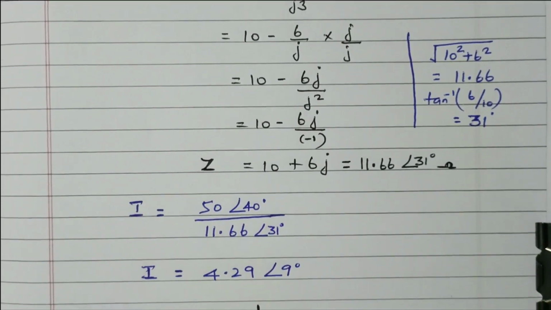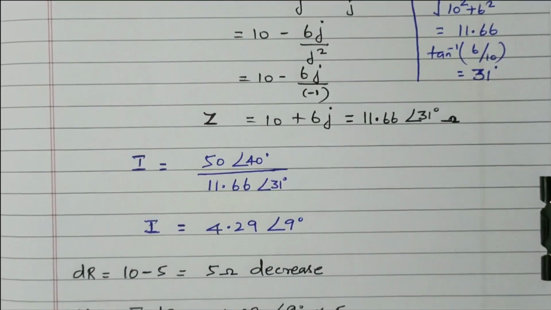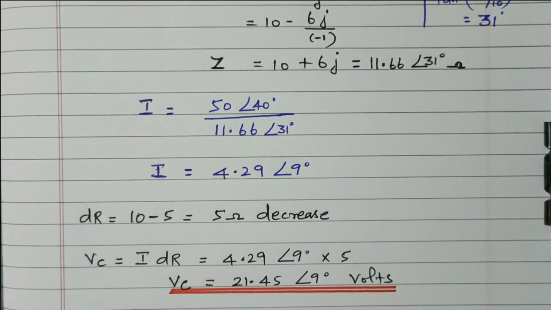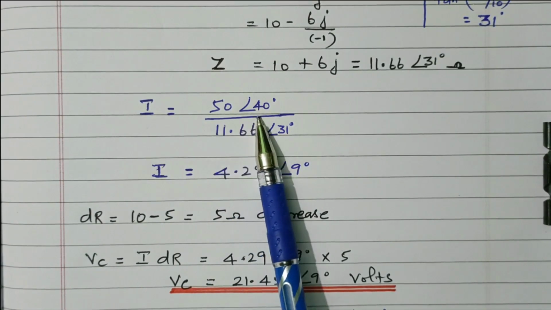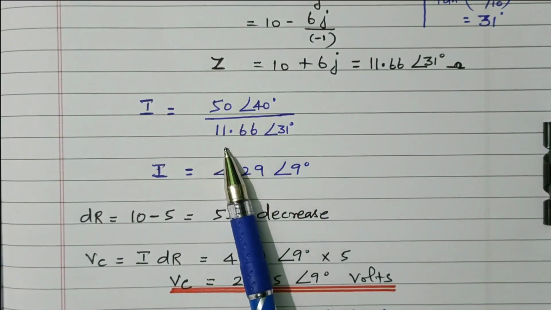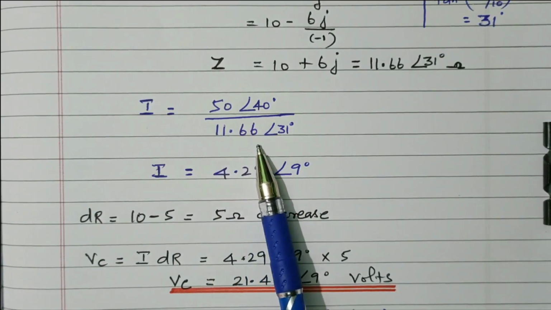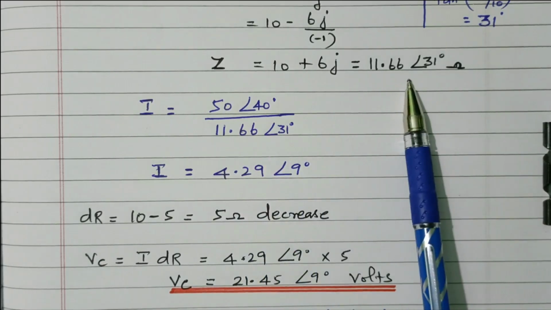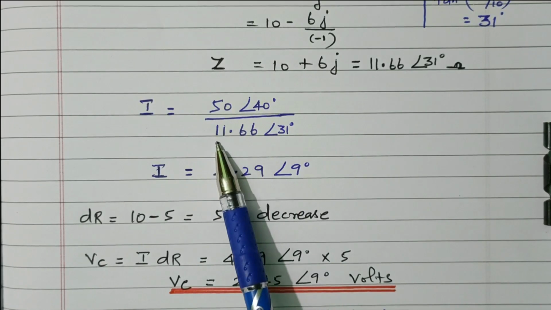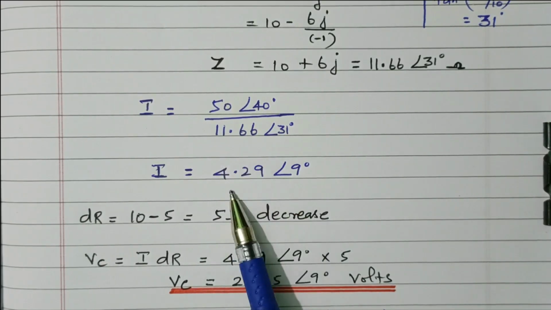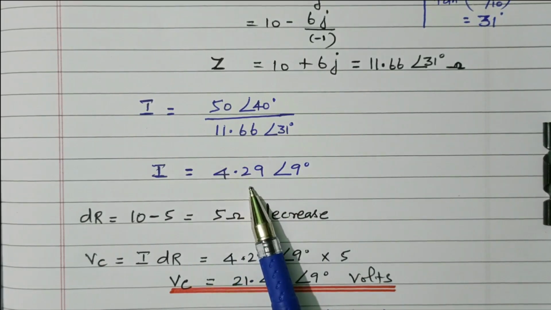From that we can find the current as well as the change in current. So current I equals V by Z. V is 50 volts with an angle 40. The impedance we calculated is 11.66 with an angle of 31 degrees. Right. How to find this? You have to divide this. 50 divided by 11.66, so that is 4.29.